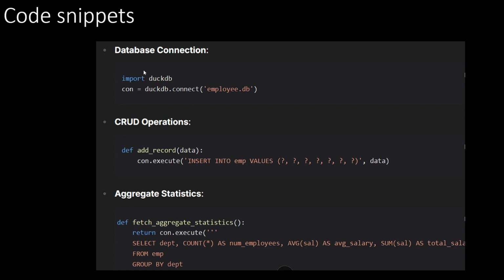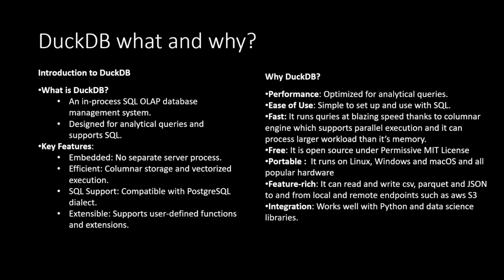Some of the sample code snippets, for example, how do you get a database connection? It is import duckdb, then create a .db file, and the CRUD operations, the add. Also you'll have modify and delete, then the aggregate statistics function, fetch aggregate statistics with select count star, a simple SQL statement. Before we start, what is DuckDB and why do you want to use it?